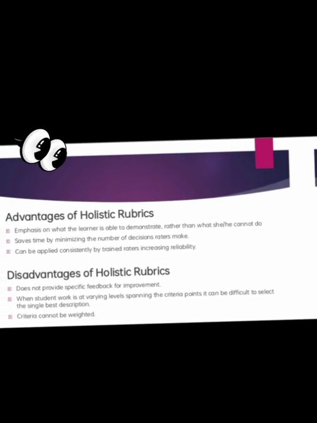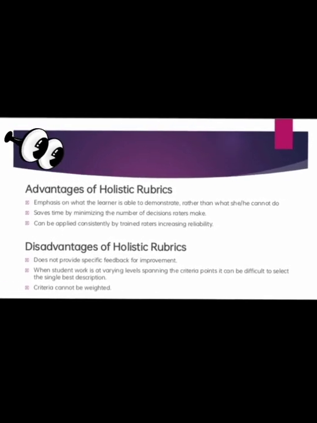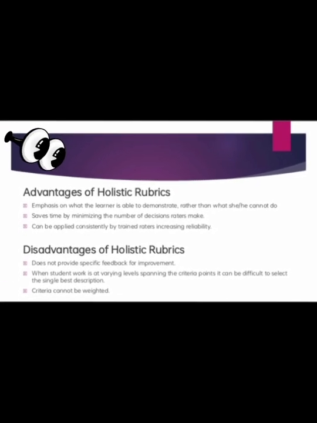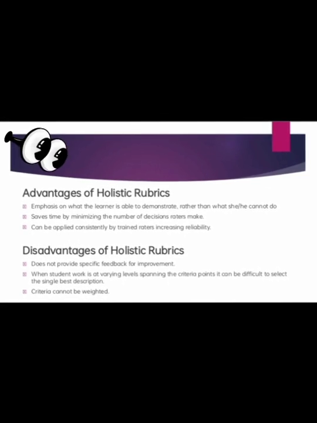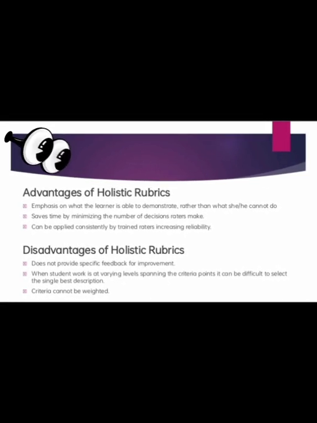Advantages of holistic rubrics: emphasis on what the learner is able to demonstrate rather than what she cannot do. Saves time by minimizing the number of decisions. Can be applied consistently by trained raters, increasing reliability. While the disadvantages of holistic rubric: it does not provide specific feedback for improvement. The student work is at varying levels, spanning the criteria points. It can be difficult to select the single best description. Criteria cannot be weighted.